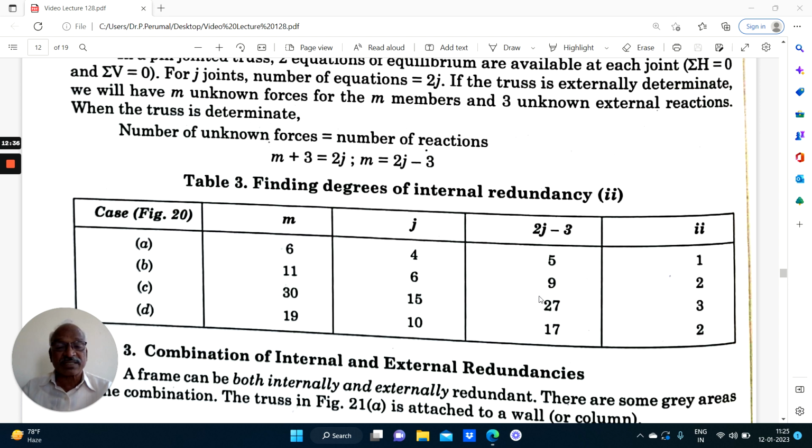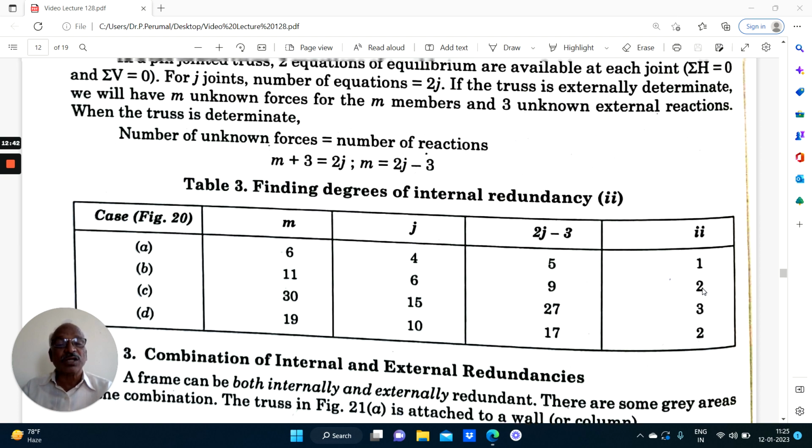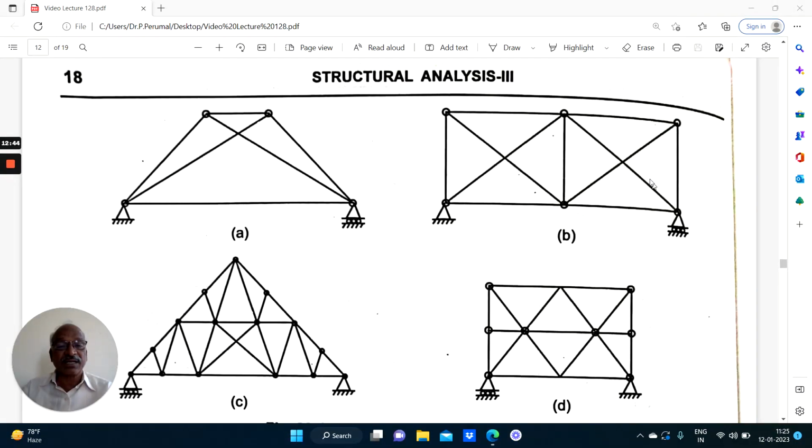Already we have got 2j minus 3 as 9. So 11 minus 9 equal to 2. So this structure is 2 degrees indeterminate.